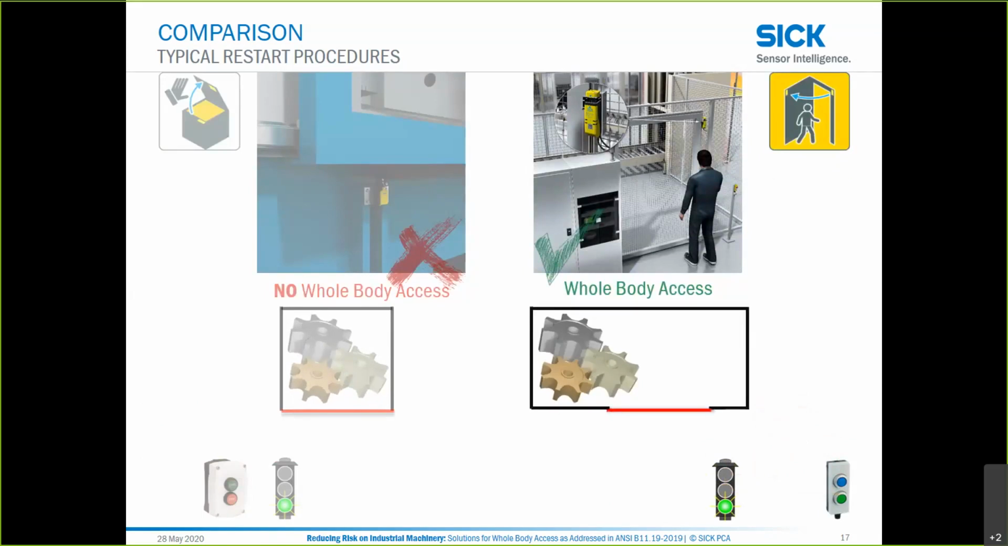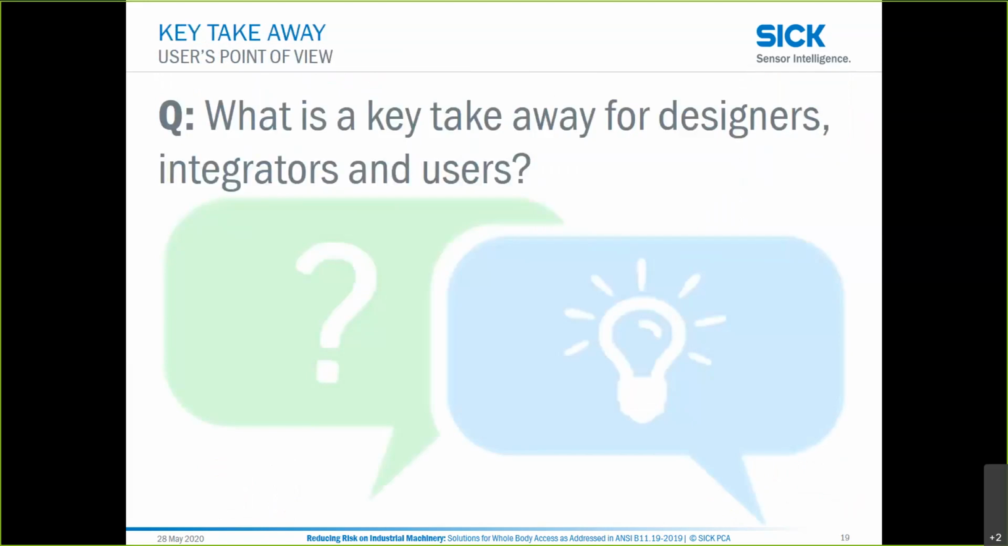And this is where one of the primary differences between whole body access occurs. So I'm going to take this moment and ask a question to my co-presenter, Kenji. Kenji has the unique view that he's both a designer and an integrator and a user of equipment with his role at Bridgestone. So Kenji, what are some key things that you think people in these roles of designers, integrators, and users can take away from this section of our presentation?